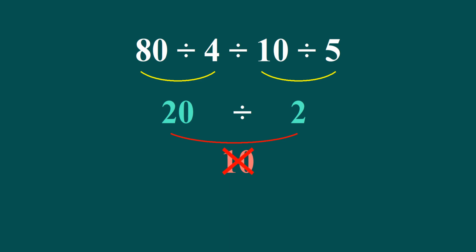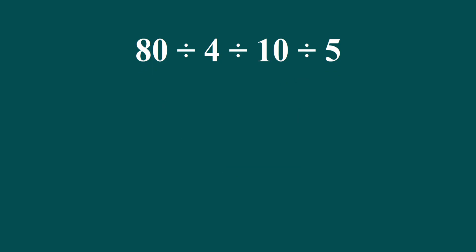So here first we have to do this division, then this division, and finally this division. If we do this division before this division, it's wrong. So first we have to do this division. 80 divided by 4 gives us 20.